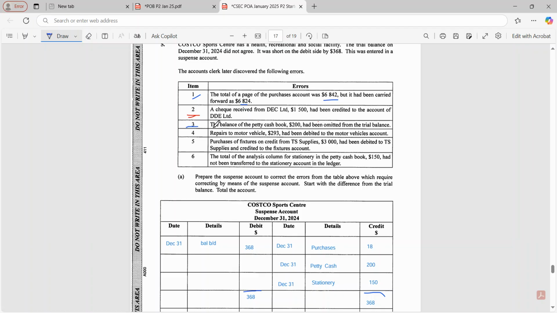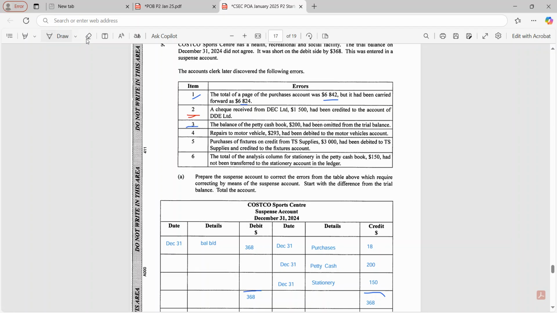Great. For question 4, repairs to motor vehicle, $293 has been debited to the motor vehicles account. So we shouldn't have put it in motor vehicles account. We should have put it in the repairs motor vehicle account. We have to remove it from the motor vehicles account and put it in the repairs account. So how are we going to do that? Since it was previously debited to motor vehicles account, we have to credit motor vehicles to remove it. Then we have to debit repairs to motor vehicles, since that is what we should have originally done.